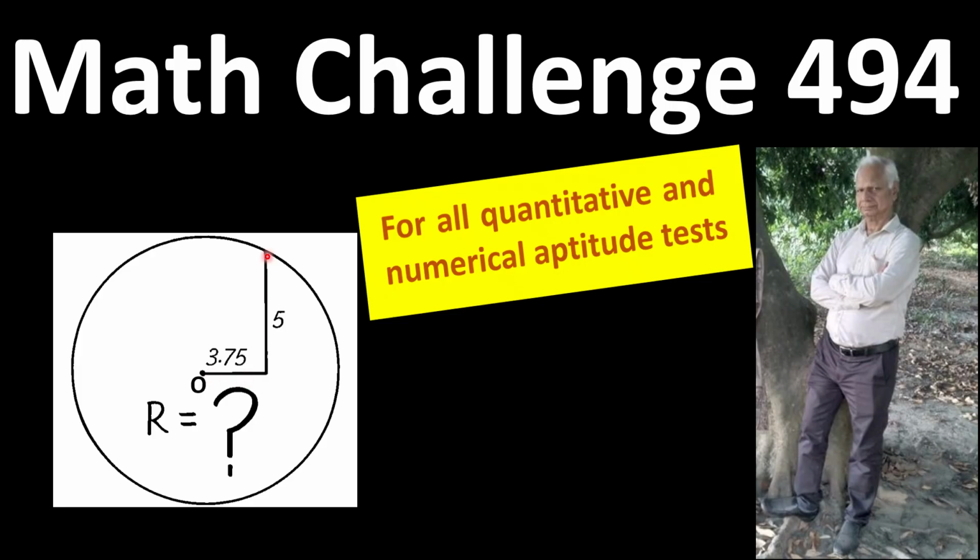These two lines are perpendicular to each other. They are at right angles. So the line segments have lengths 3.75 and 5 units. And we have to find the radius of the circle.